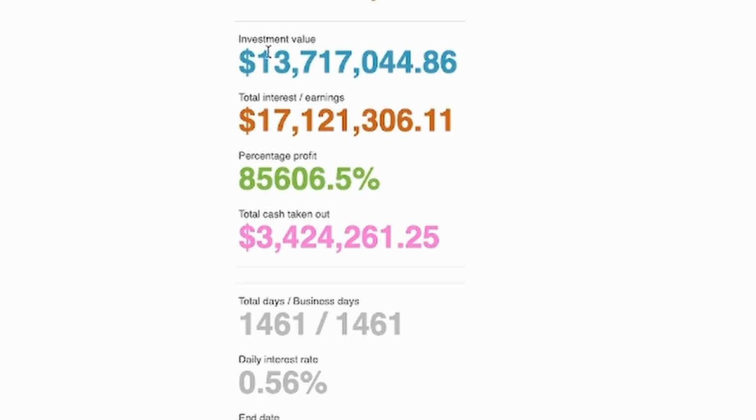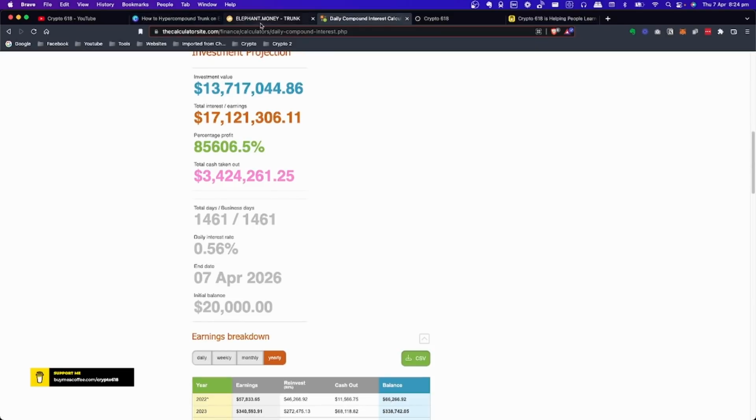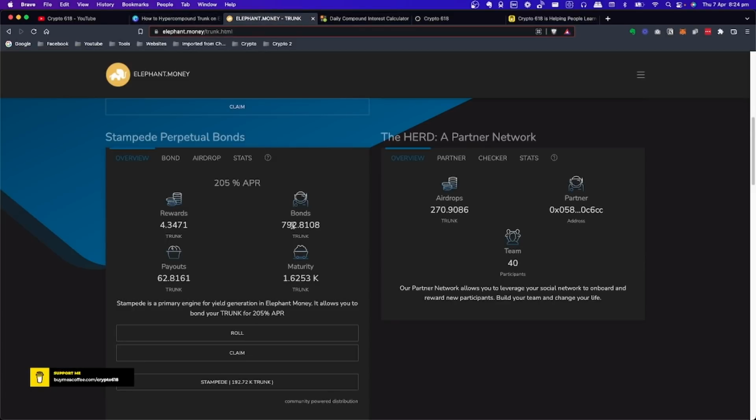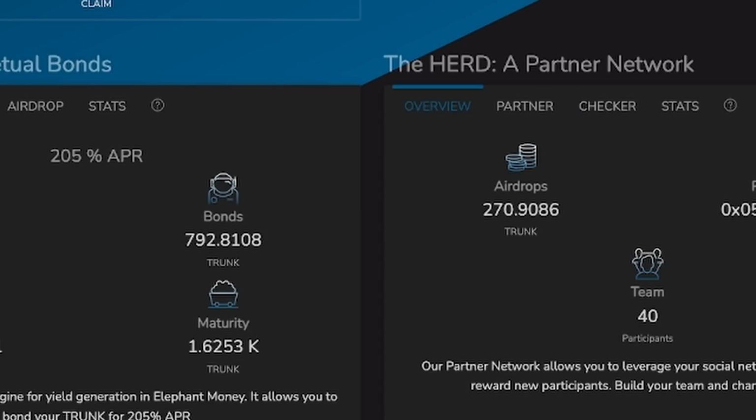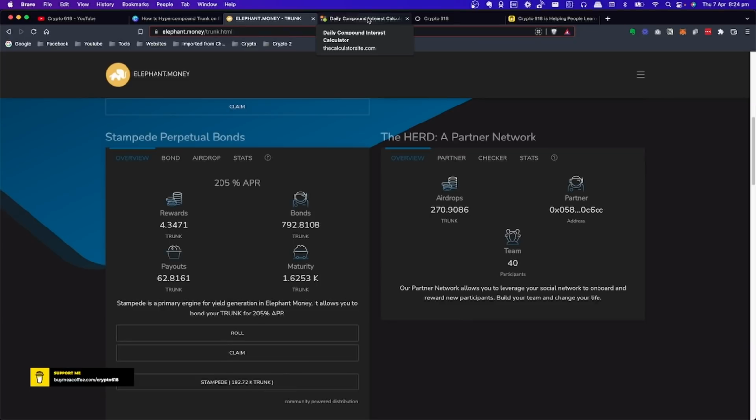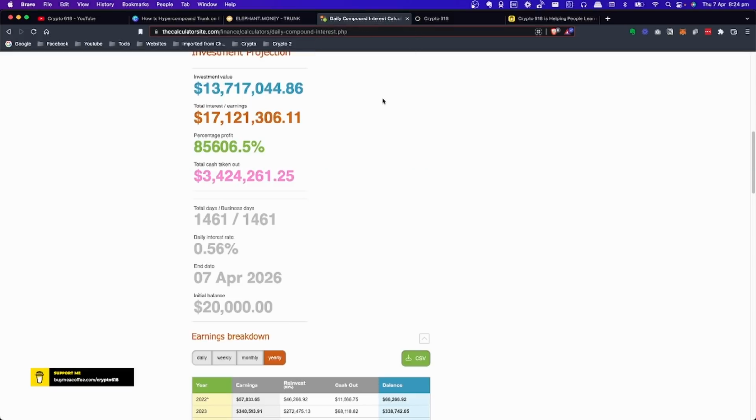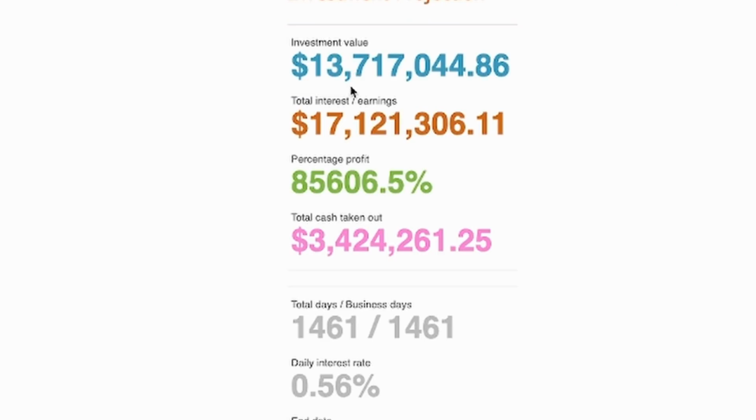Now, the way the bonds and the maturity work, if the bonds are 13.7, that means you times that by 2.05 and you will get the maturity. And remember that as soon as your payouts equals the maturity, there's nothing left to pay out. So in this case, the bond would be about 13.7. If we times that by roughly 2.05, we're going to get around about $27 million. And the interest is only $17 million over that time.